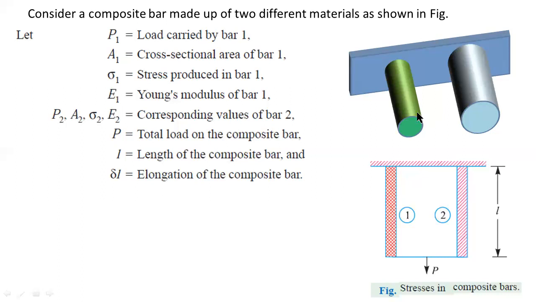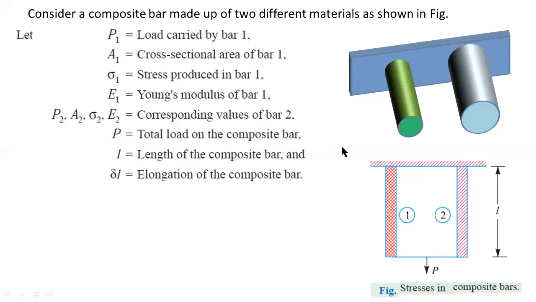A1 is the cross-sectional area of the bar 1, A2 is the cross-sectional area of the bar 2. If the loads carried by each bar are different, then the stresses are also different. Sigma 1 is the stress induced in the bar 1, sigma 2 is the stress induced in the bar 2. Here I considered the original length of each bar to be the same. Then I consider L as the original length.